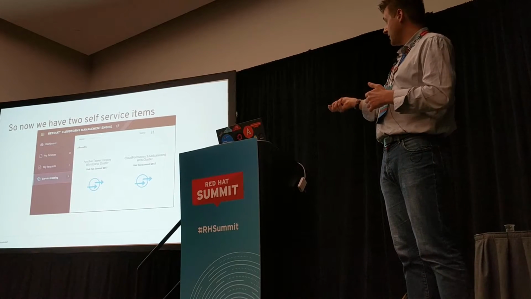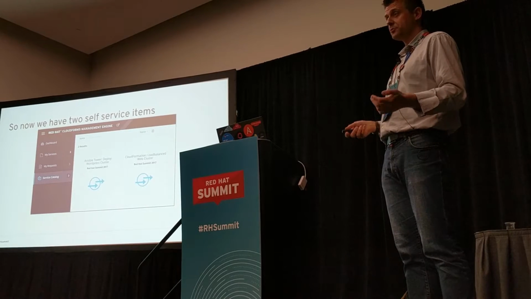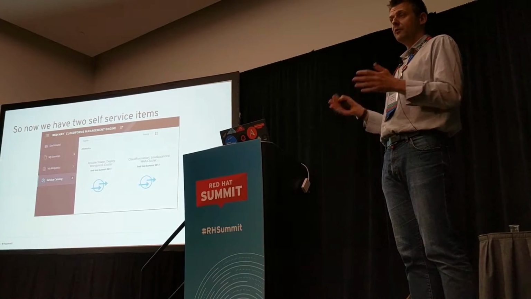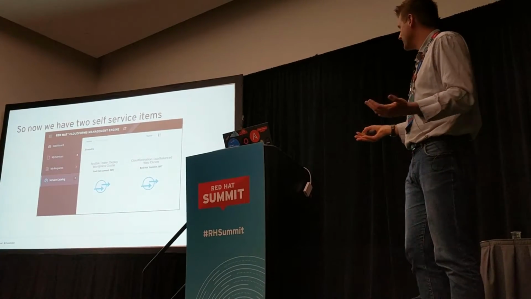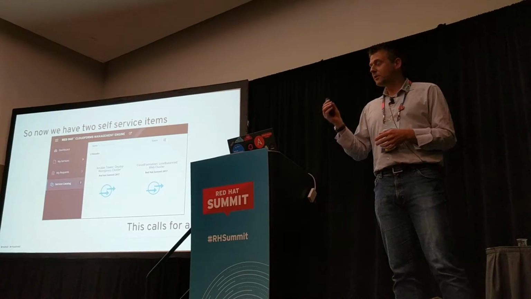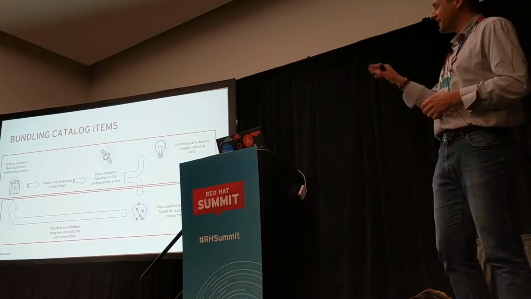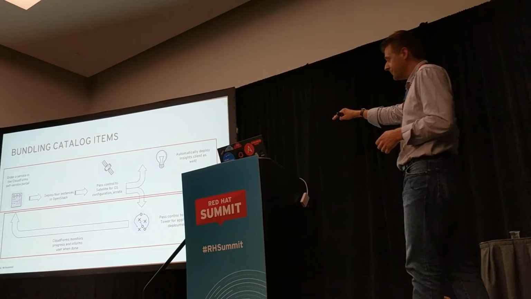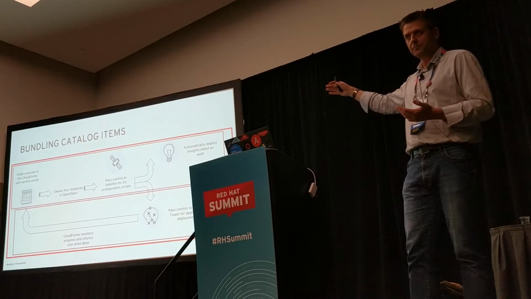Because now I would have to order this, wait until it's done, take the names of the virtual machines, and order that to run on the 4 virtual machines I've just created. So it's not ideal. To be honest, it sucks. This calls for something we call a bundle. So basically a bundle allows us to take those 2 catalog items we talked about before and wrap a 3rd catalog item around it, which we call a bundle.